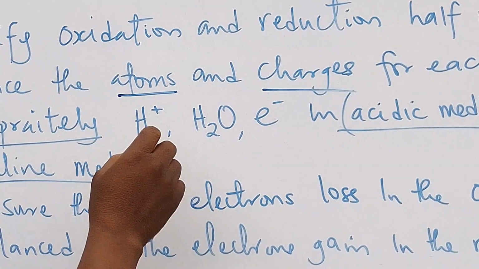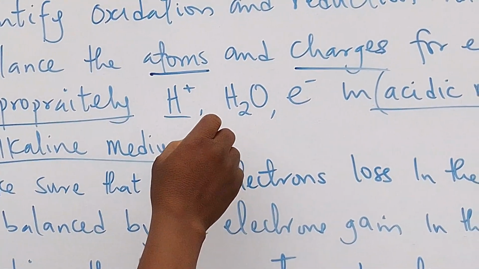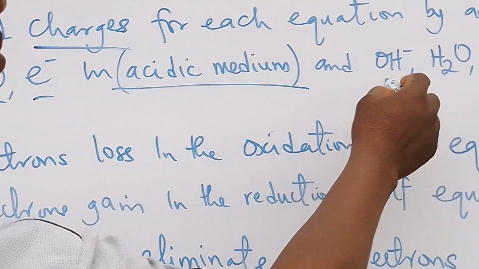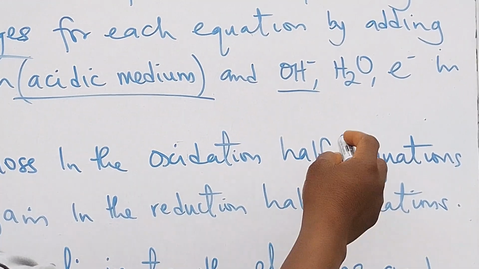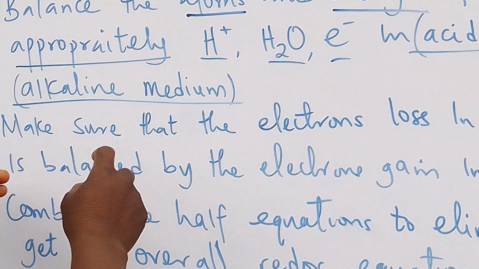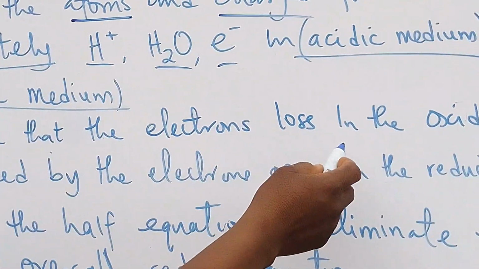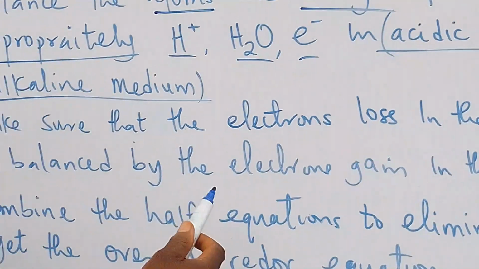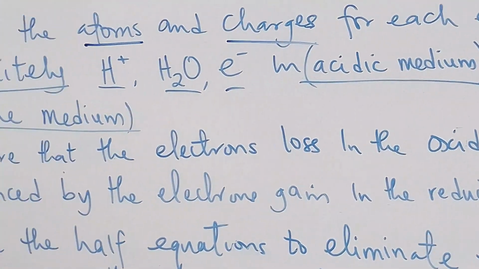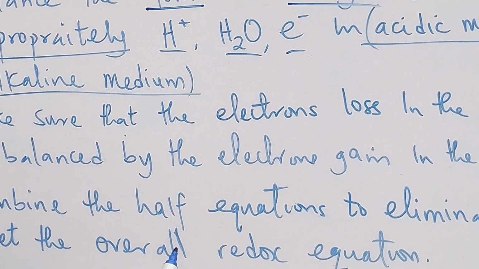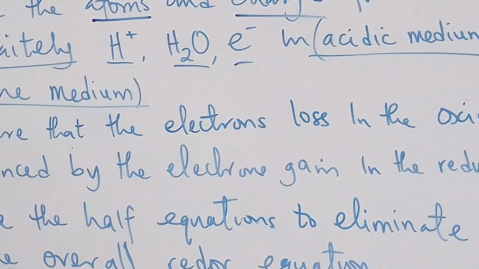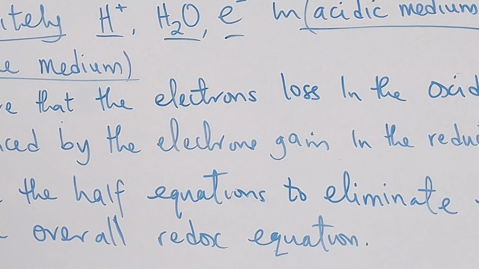In acidic medium, we are going to add hydrogen ions, water, and electrons. While in basic medium, we'll be adding hydroxide ions, OH minus, and H2O and electrons. That's step number 2. Step number 3, make sure that the electrons lost in the oxidation half equation are balanced by the electrons gained in the reduction half equation. And number 4, combine the half equations to eliminate the electrons and get the overall redox equation.